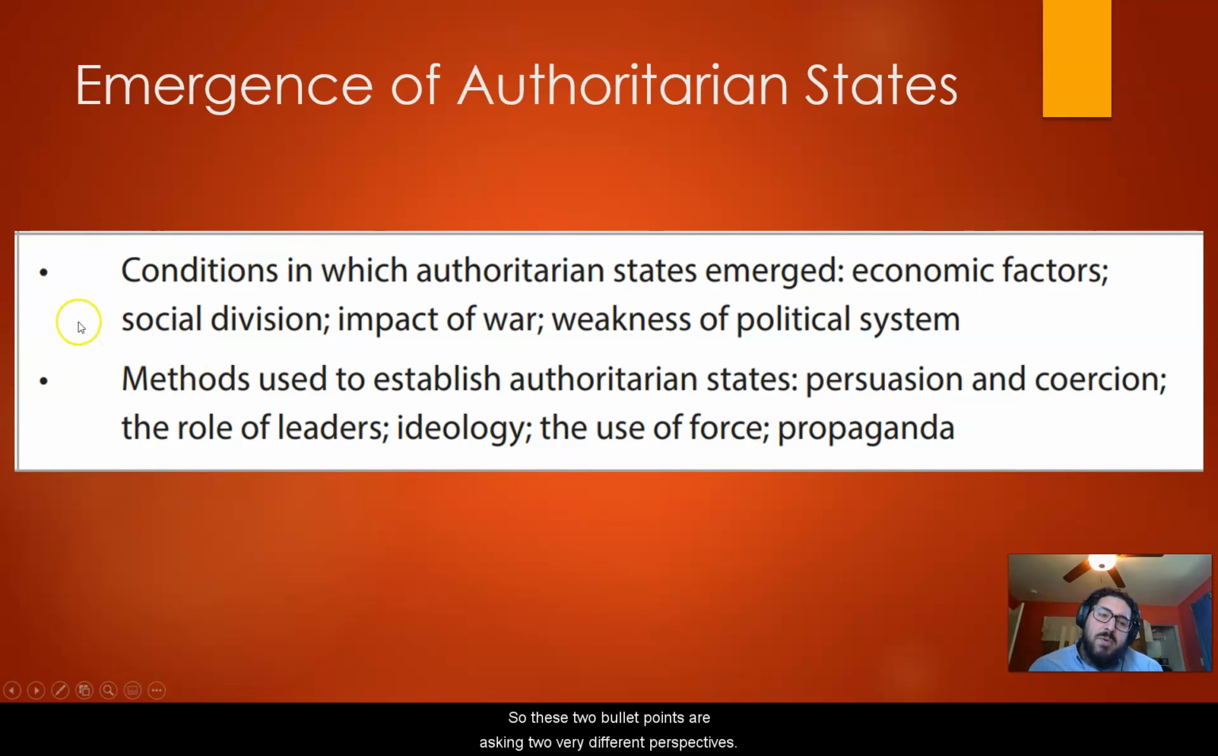These 2 bullet points are asking 2 very different perspectives. The first one, conditions in which authoritarian states emerged, is about things that were happening around the country that helped the Nazi Party come to power. These were things outside of the Nazis' control: external factors, external issues, external events that created issues within Germany.